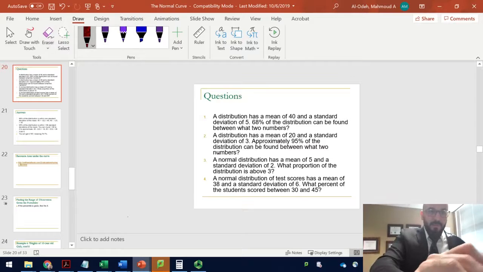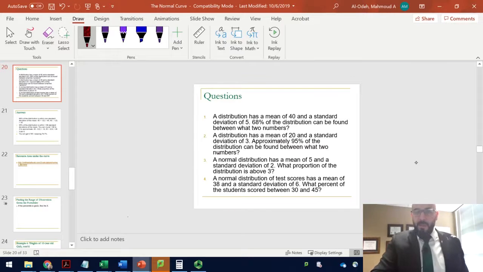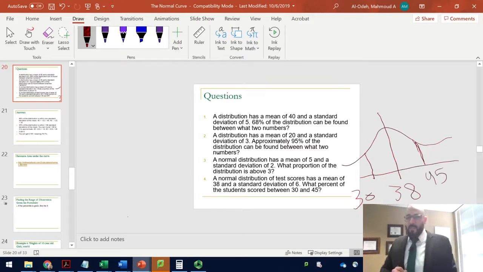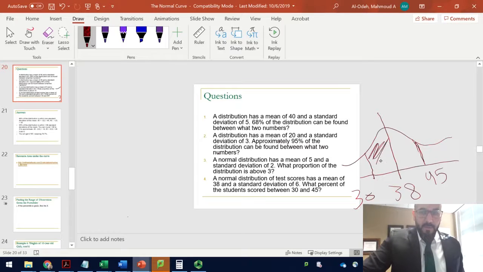Okay. First step, what you need to do is to create a rough draft of the normal distribution. The mean is in the middle. And the mean we know from the question to be 38. What we're trying to find is the percentage between 30 and 45. We know the 30 would come before the 38. So this is the 30. 45 would come after the 38. So this is 45. So what we're trying to do is to know what this area right here would be.